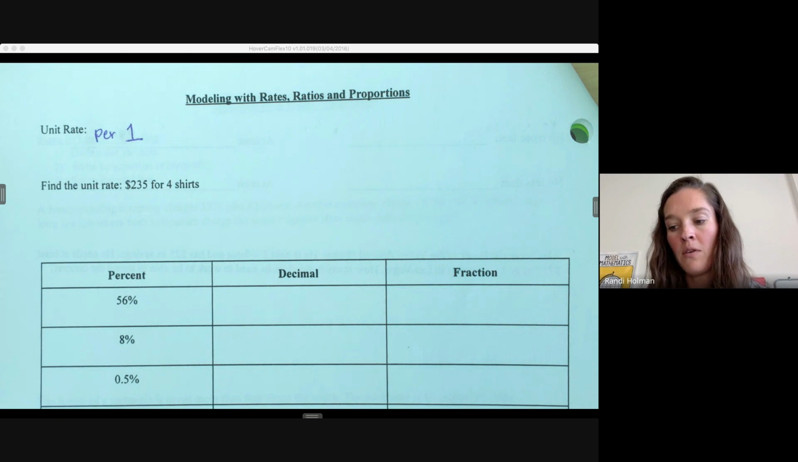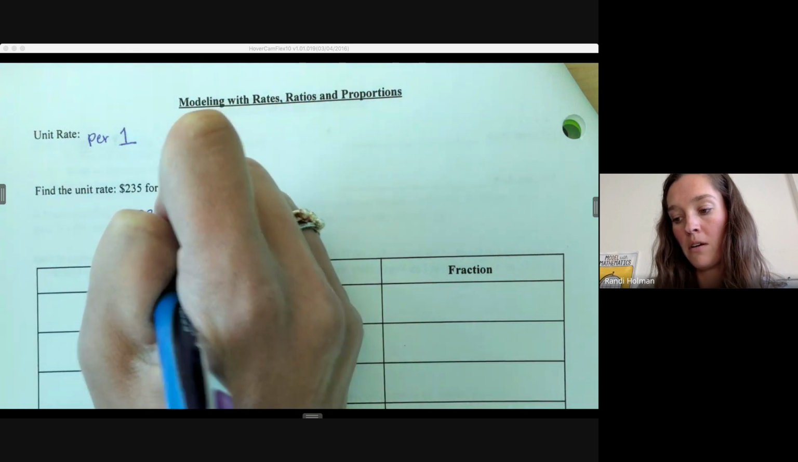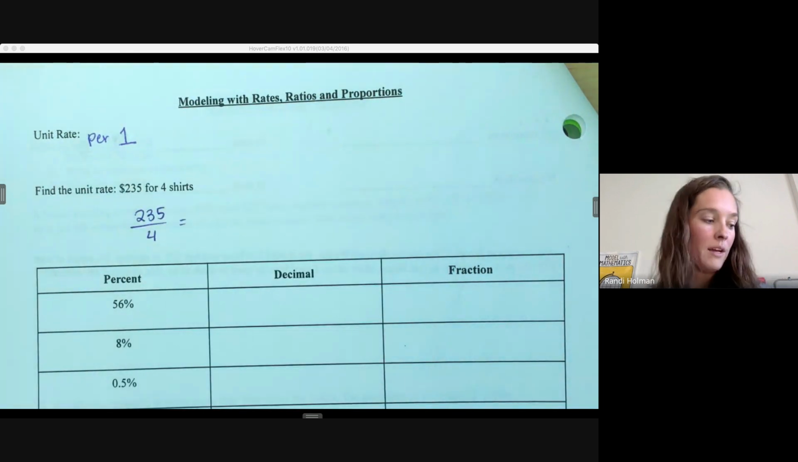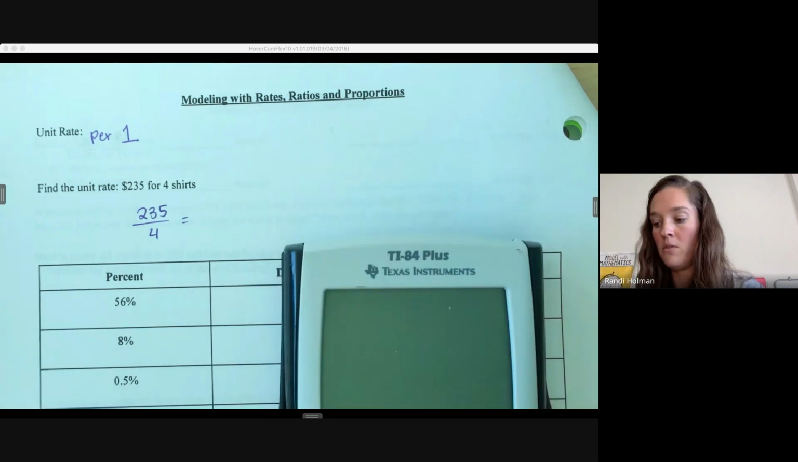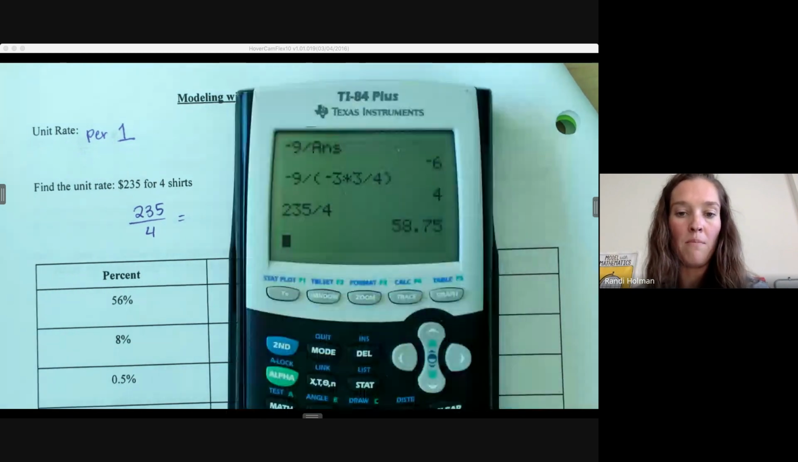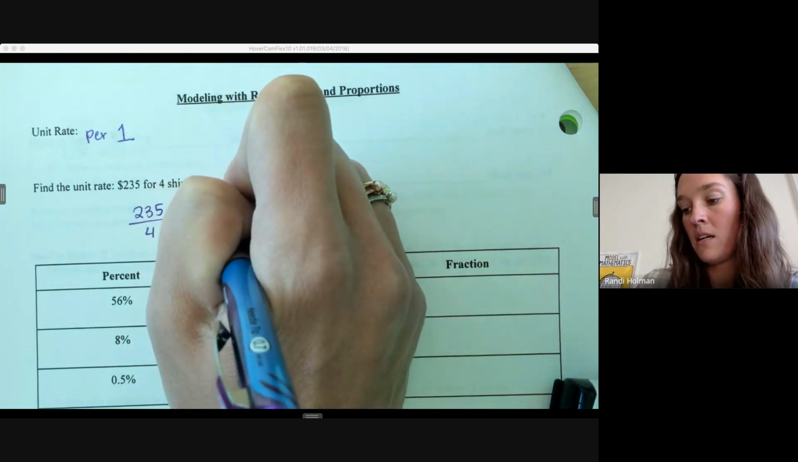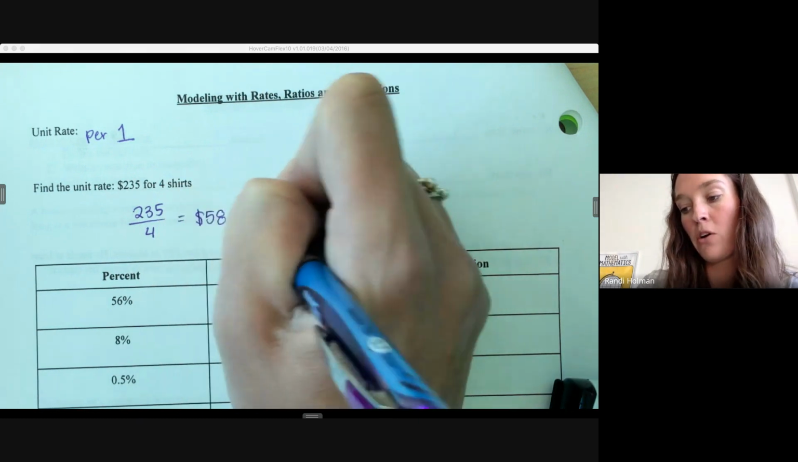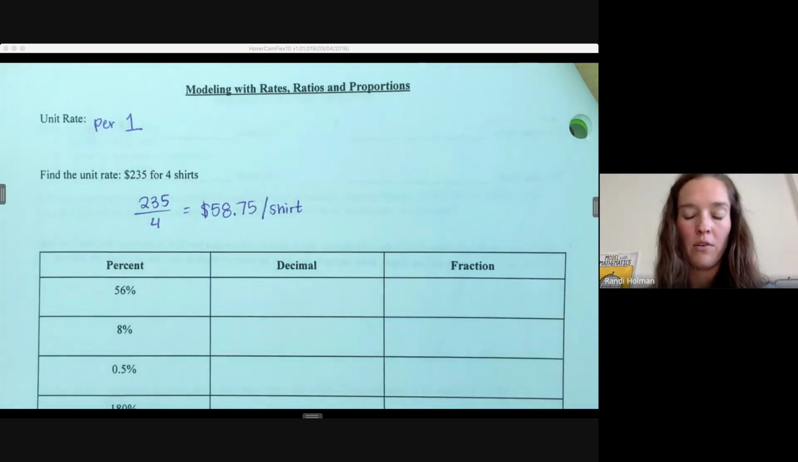So if we're trying to find the unit rate of $235 for 4 shirts, I want to know how much it costs for one shirt. To do that, we can just do 235 divided by 4, which will give us our unit rate for one. So if you need to, go ahead and get out a calculator and do 235 divided by 4, and it'll give you your unit rate per one, 58.75. So our unit rate is $58.75 per shirt.